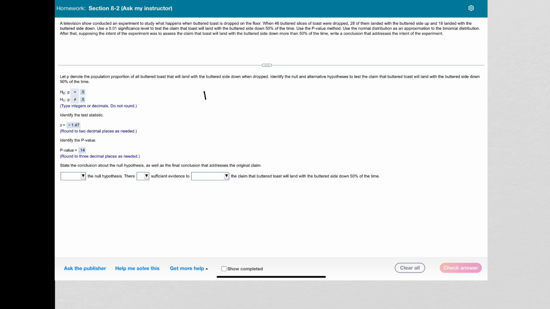So with a p-value of 0.140 or 0.14, we're comparing that to alpha, that's our significance level, and that's 0.01. So in this case, the p-value is greater than alpha, and that tells me that I should fail to reject the null hypothesis.